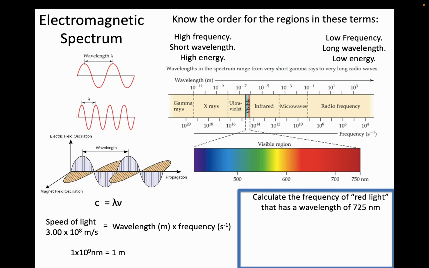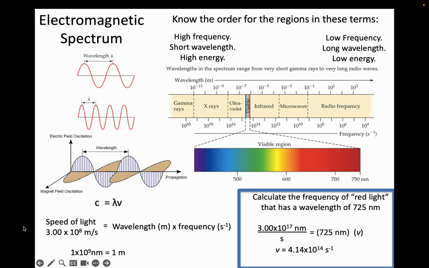Calculate the frequency of red light. That would be light that has a wavelength of 725 nanometers. One thing that I find useful within this, when I'm using this expression, c equals lambda nu, is to also see what would be the speed of light when it's in nanometers per second. I find memorizing that is helpful because a lot of times we're going to be doing conversions and the wavelength is going to be in the nanometer range.